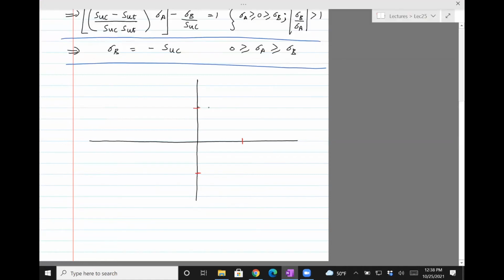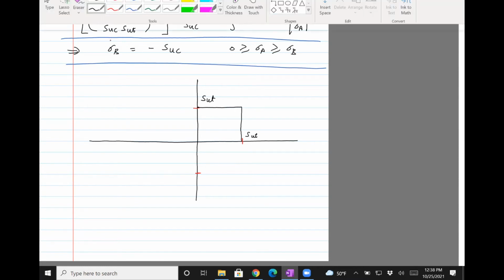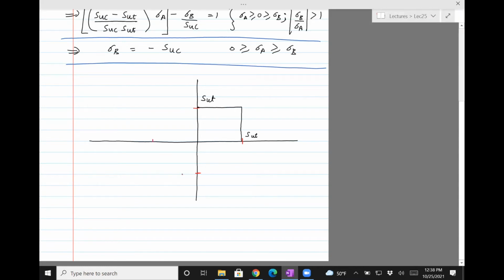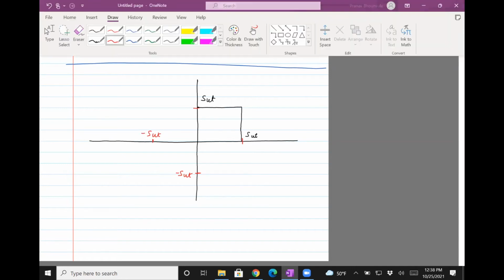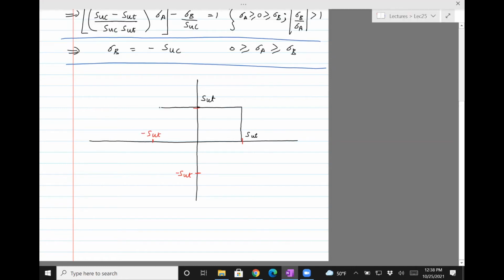Okay, so first of all, the first quadrant remains as it is. So SUT, SUT. The change happens in quadrant 2 and 4. So what will happen is we need to draw the line for SUT. So this is also SUT, SUT with a negative sign. And so then this line basically extends till SUT.